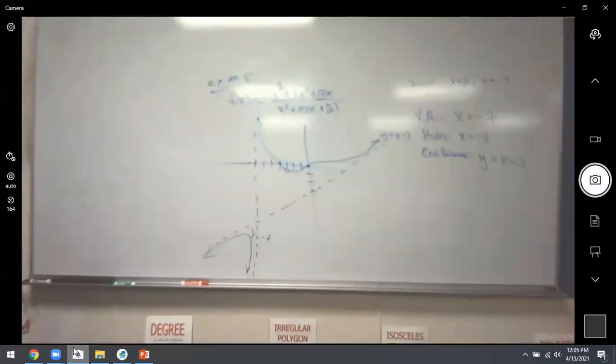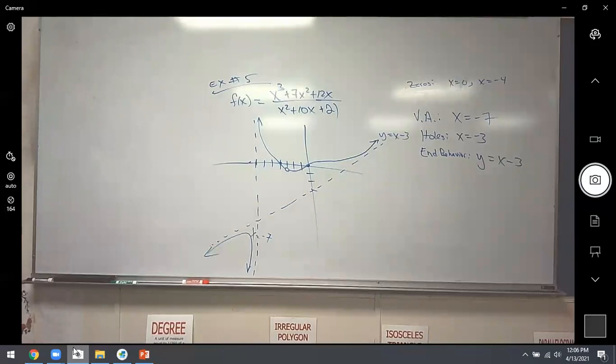That's the last thing you do. It's called a hole because it's literally a hole in your graph. Fair? Okay. That's all there is to do in a hole. If it's 0 on top and bottom, it's a hole. Ignore it. Go back and erase it at the very end and draw a little hole. Zeros are when just the top is 0. Vertical asymptotes are when just the bottom is 0. And if the top and bottom are 0, it's a hole.